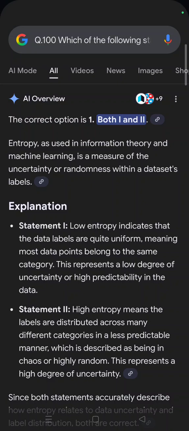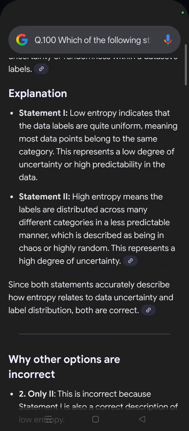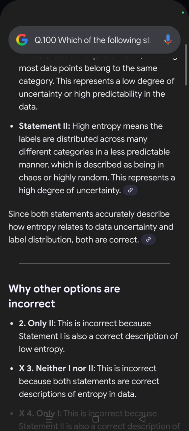Entropy, used in information theory and machine learning, is a measure of the uncertainty or randomness within a dataset's labels. Statement 1: Low entropy indicates that the data labels are quite uniform, meaning most data points belong to the same category, which represents a low degree of uncertainty or high predictability in the data. Statement 2: High entropy means the different categories appear in a less predictable manner, which is described as being in chaos or highly random. This represents a high degree of uncertainty. Since both statements accurately describe how entropy relates to data uncertainty and label distribution, both are correct.